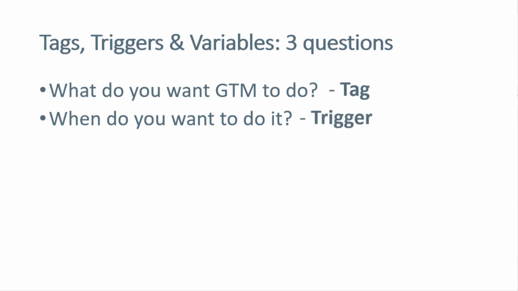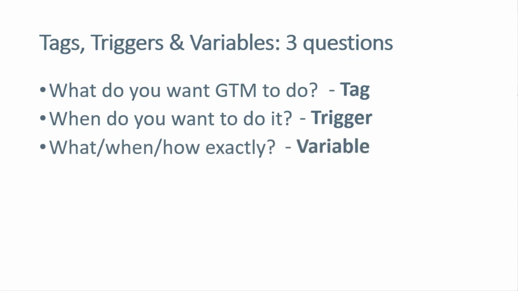And then the last question is what, when, or how exactly. So if you want to be more specific, that's where variables come in. For example, if you want to fire your tag on a page view, the question is, do you want to fire on all page views or do you want to fire on a specific page view? So if, for example, you want to fire only on one specific page, then the page address is the variable, because you want to fire your tag only when the trigger is a page view and the variable is, let's say, page URL contains thank you or order successful or something else.